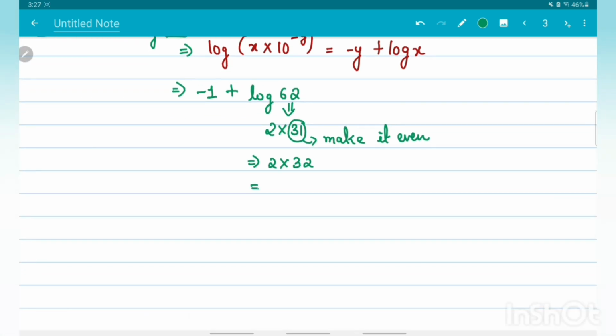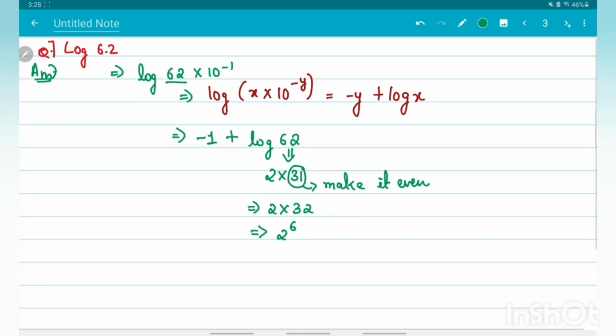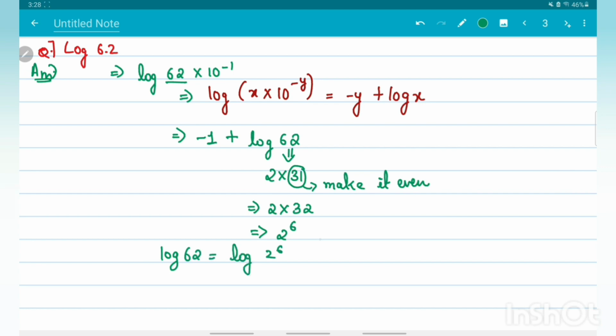Now if you see this, 2 into 32 can be written as 2 to the power 6. If you multiply 2 six times, you get 2 into 32. So we wrote it as 2 to the power 6. With this we can say that log 62 can be written as log 2 to the power 6. Now what is this log 2 to the power 6? I told you when there is something in the power, it comes over here and gets multiplied. So this becomes 6 times log of 2.